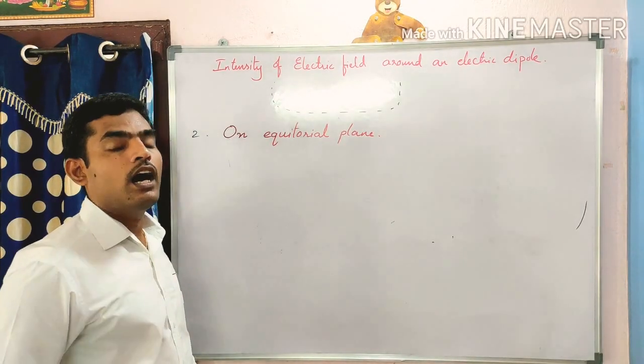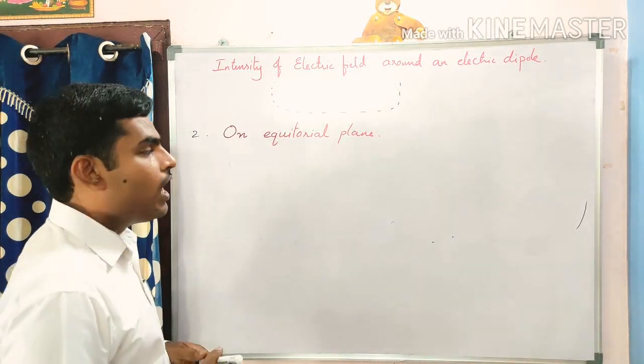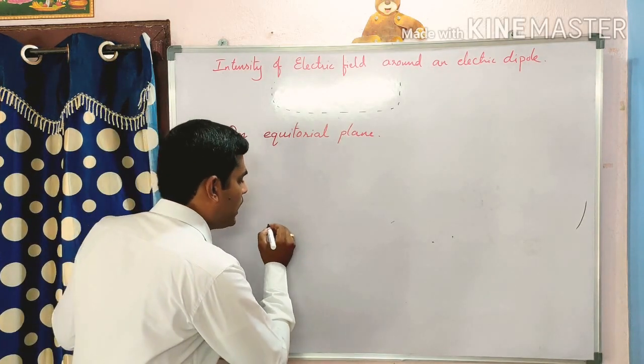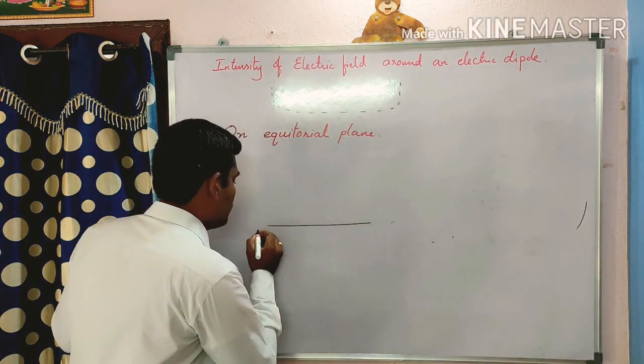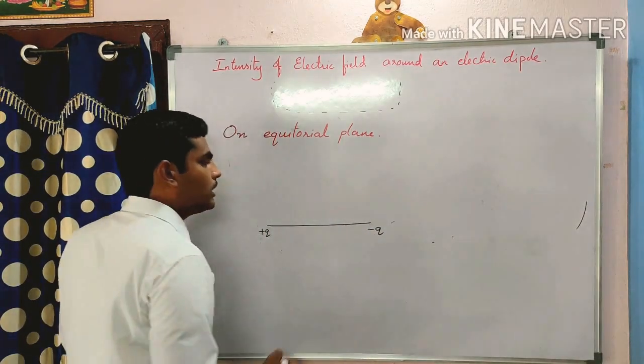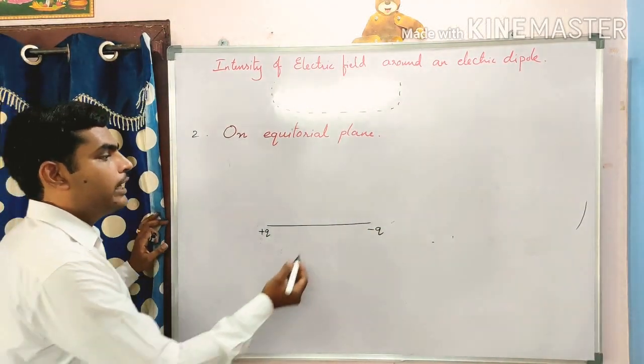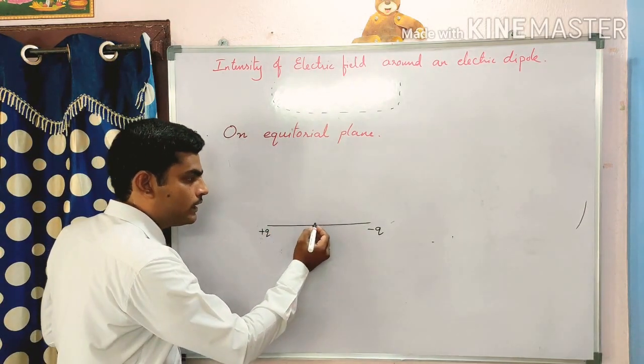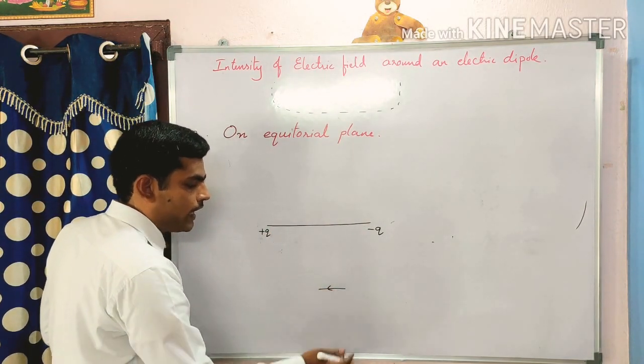Now we will see the equatorial plane. On the equatorial plane, I am taking a dipole first with two charges, one positive and one negative. What is the direction of the dipole moment? From the negative charge to the positive charge. This is the direction of the dipole moment.